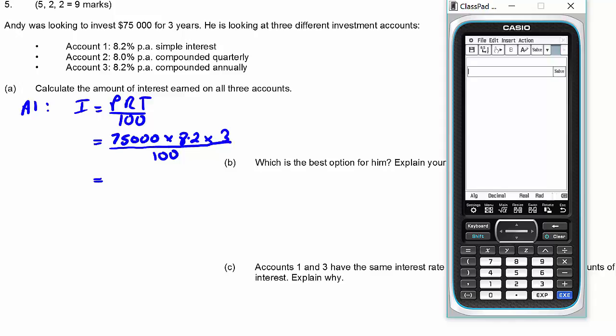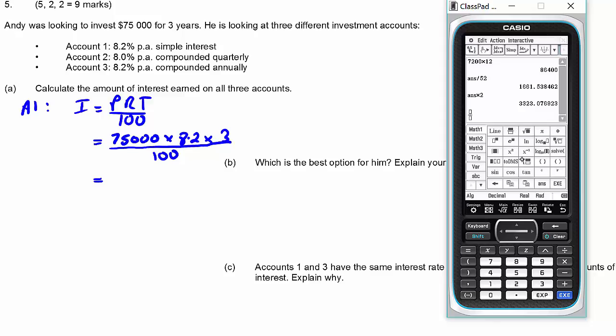So I need to just go back to main here, and so we'll just type that in. So that's 75,000 multiplied by 8.2 multiplied by 3, and we'll divide that by 100, and that's $18,450.